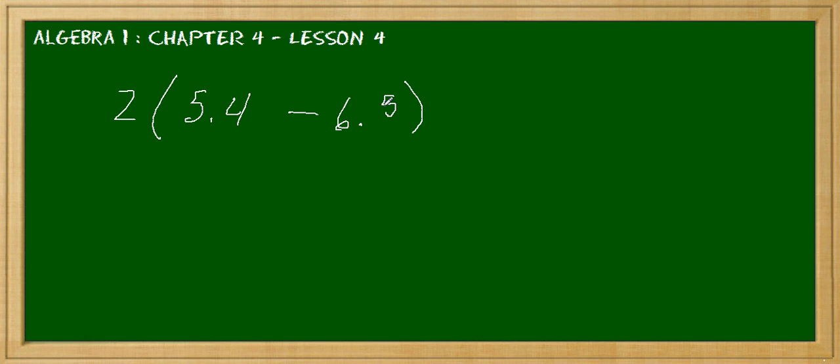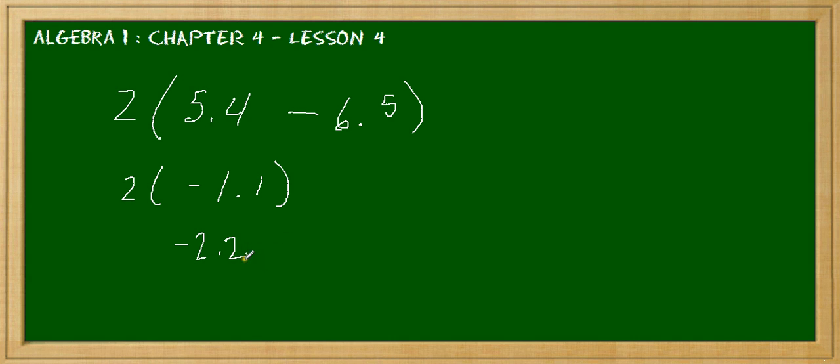You can, but in this case, I would just do the math here, and I would have 2 times, well, what's 5.4 minus 6.5? Well, the answer is going to be negative 1.1. Okay, now I can multiply, and that would be negative 2.2. Okay, and that would be to the nearest tenth.